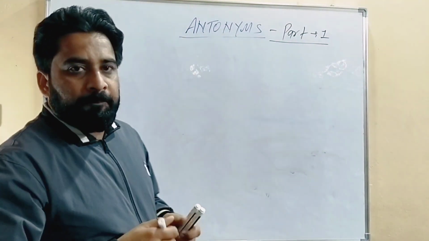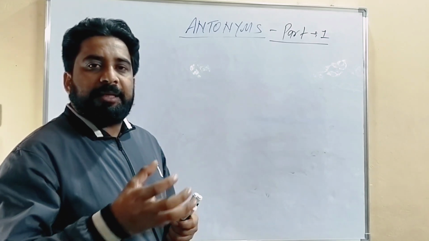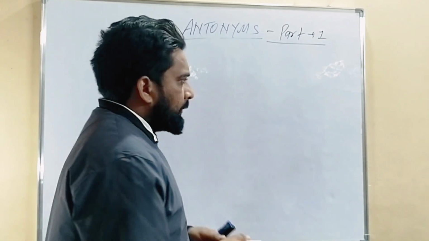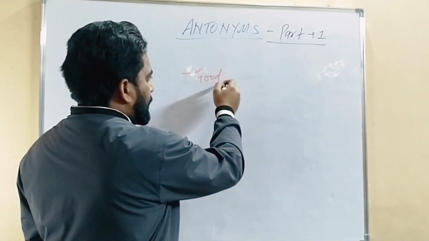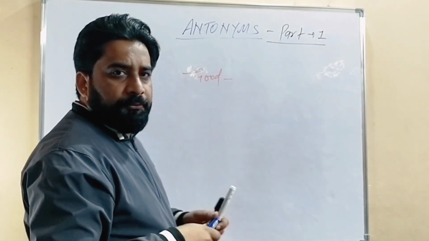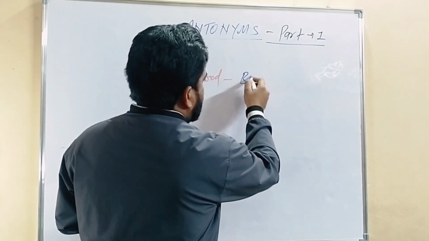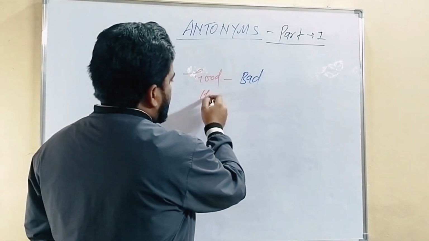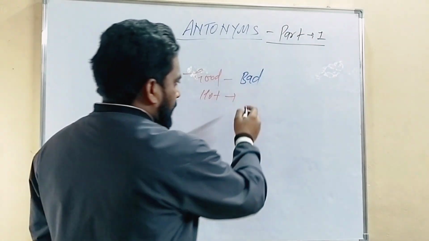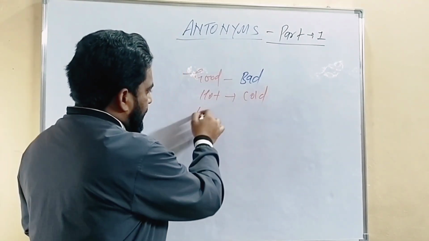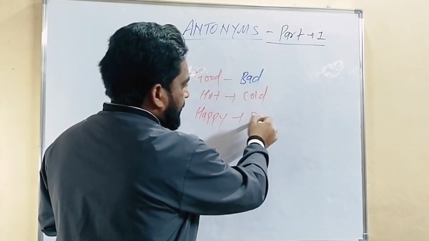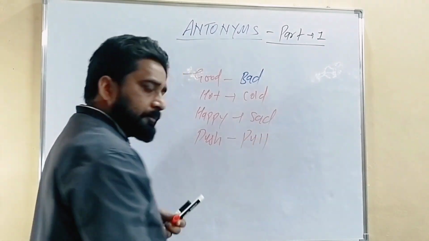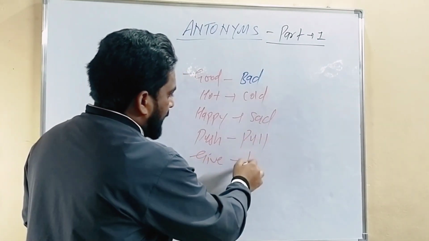As we discussed in the synonym, the words belong to the same grammatical category or parts of speech. So come to the examples of antonyms. So for example, good, it is the antonym of bad. Next is, you can say hot, it is the antonym of cold. Happy, antonym of sad. Push, antonym of pull. Give, antonym of take.